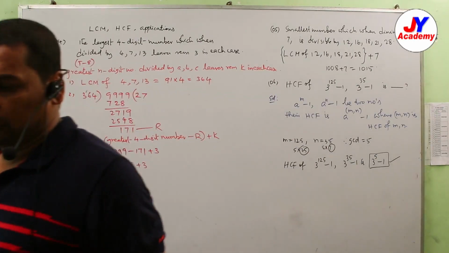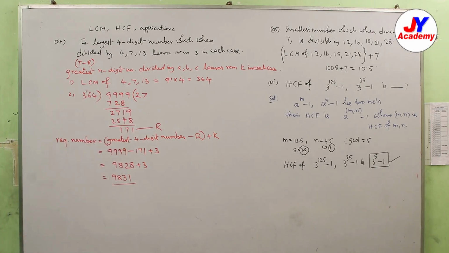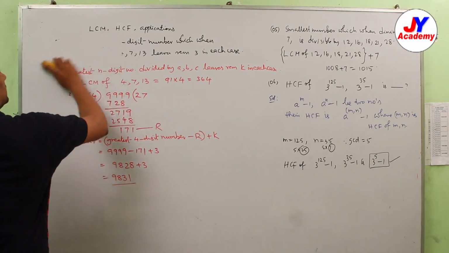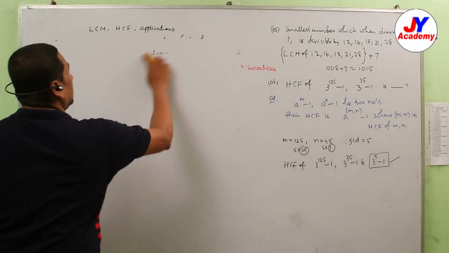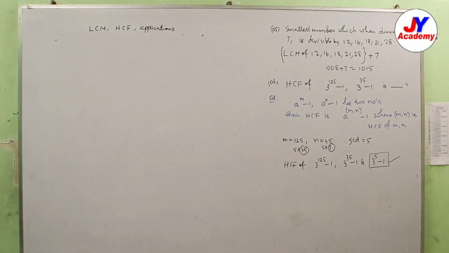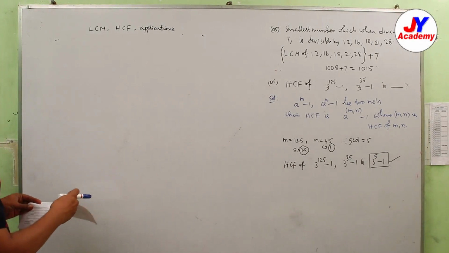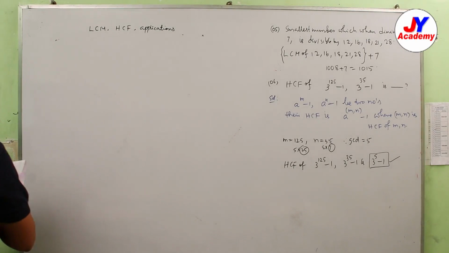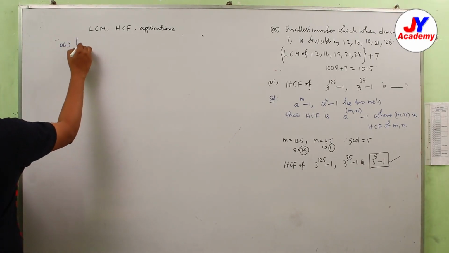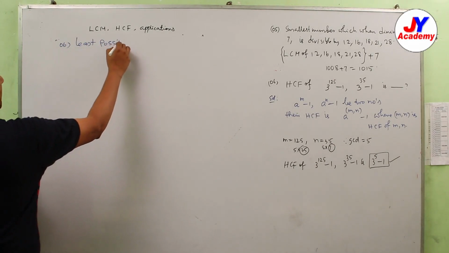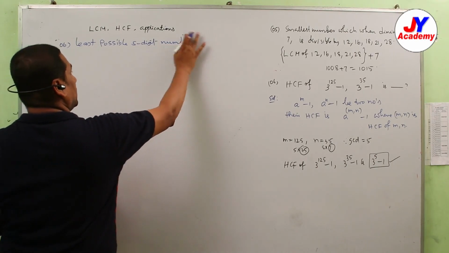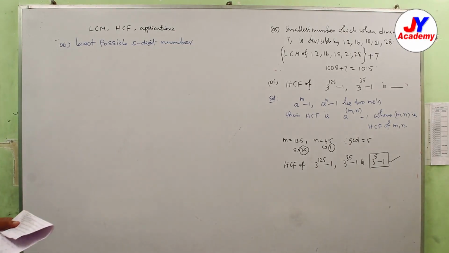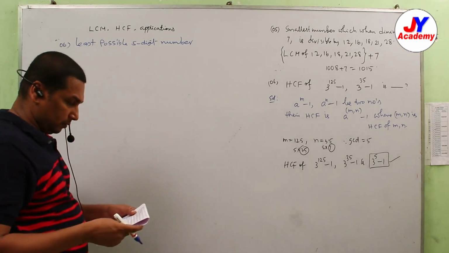This is different. Yesterday we discussed only 10 points, that is the 11th type. And now we will see one more question. Least possible 5-digit number.